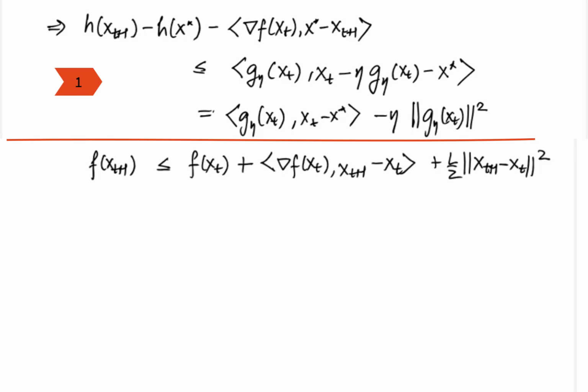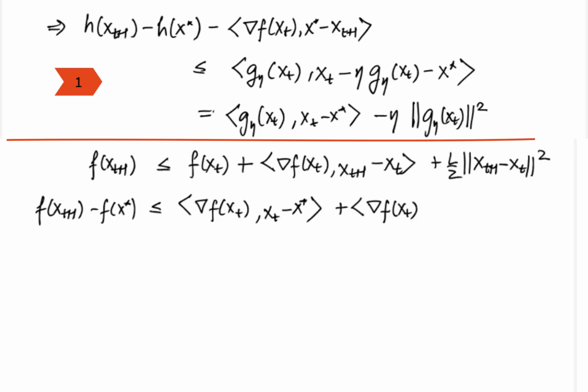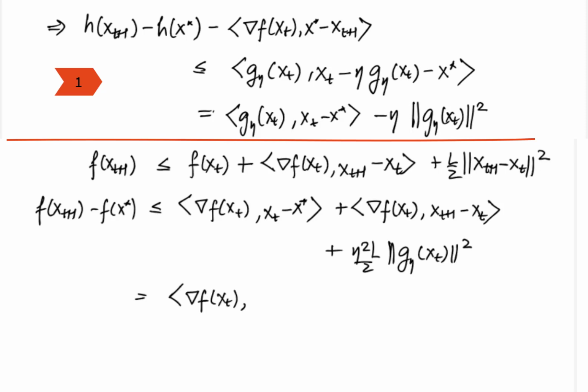and then use the first order convexity condition so as to obtain f of xt plus 1 minus f of x star less than equal to inner product of gradient f of xt comma xt minus x star plus inner product of gradient f of xt comma xt plus 1 minus xt plus eta square L by 2 norm square of g eta of xt, which can be written as inner product of gradient f of xt comma xt plus 1 minus x star plus eta square L by 2 norm square of g eta of xt.